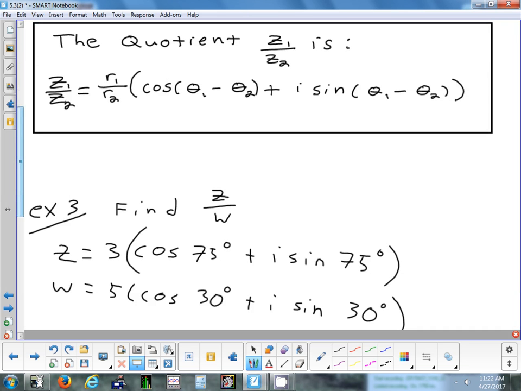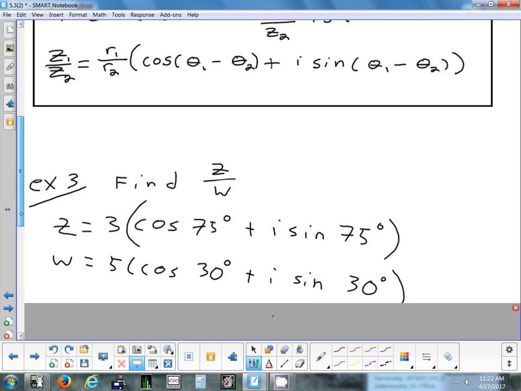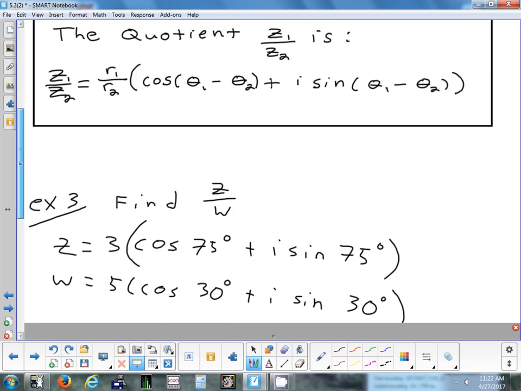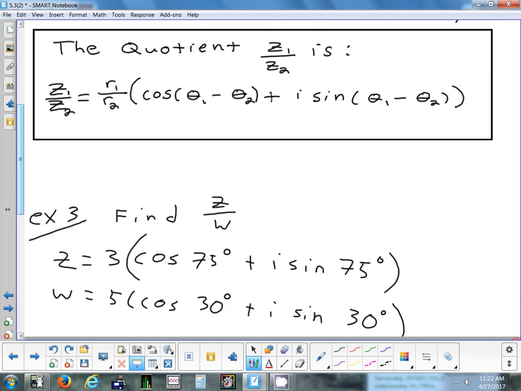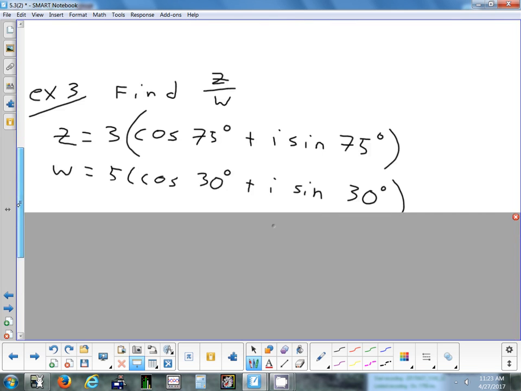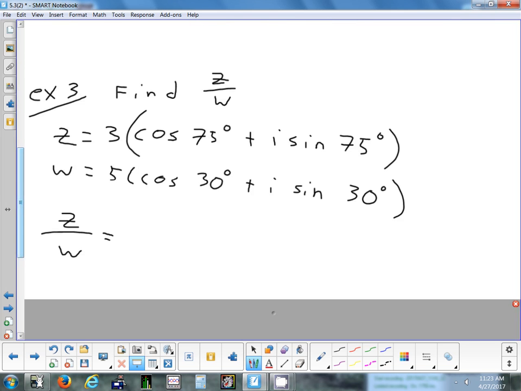Okay, so here's our 2 numbers. Z is 3 cosine 75 plus I sine 75, and W is 5 cosine 30 plus I sine 30. Does everybody have what's in the box so I can scroll up? Okay, and I want to divide them.